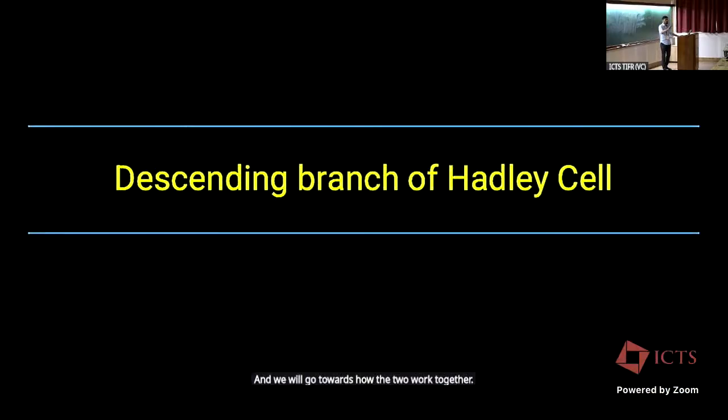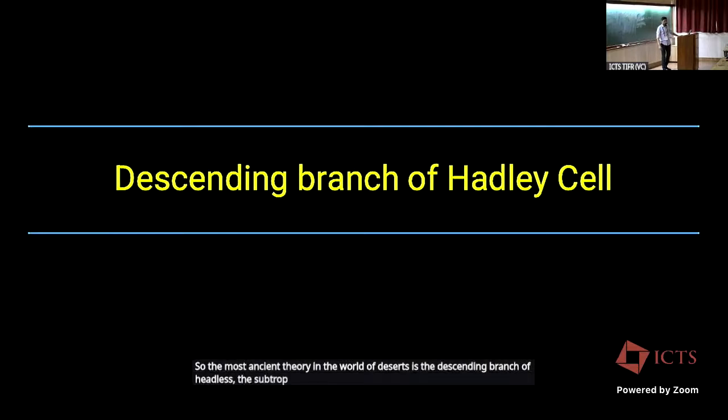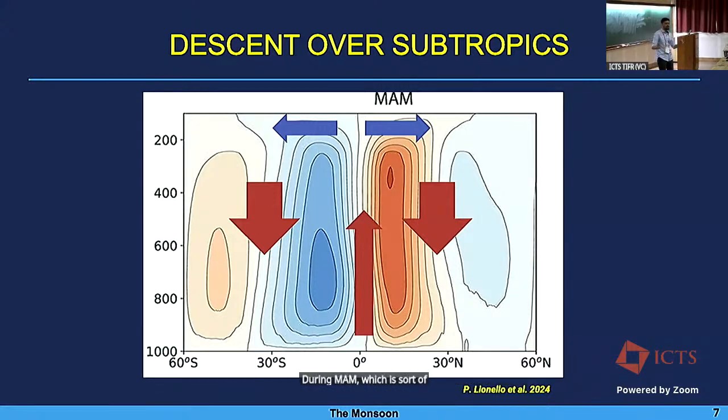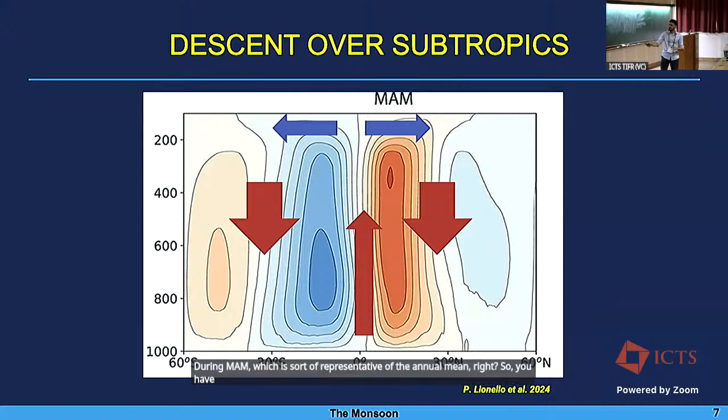The most ancient theory in the world of deserts is the descending branch of Hadley cells, the subtropical high. Earlier we saw this diagram, the meridional mass stream function during MAM, which is representative of the annual mean. You have almost symmetrical Hadley cells in the northern and southern hemispheres, and subtropical highs on either side, in both hemispheres.